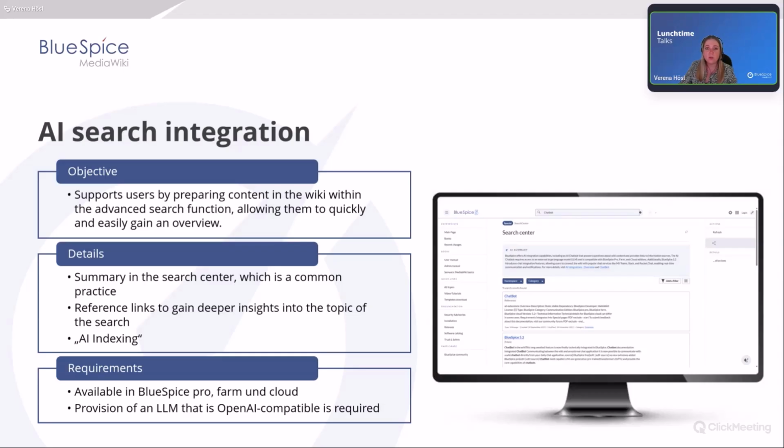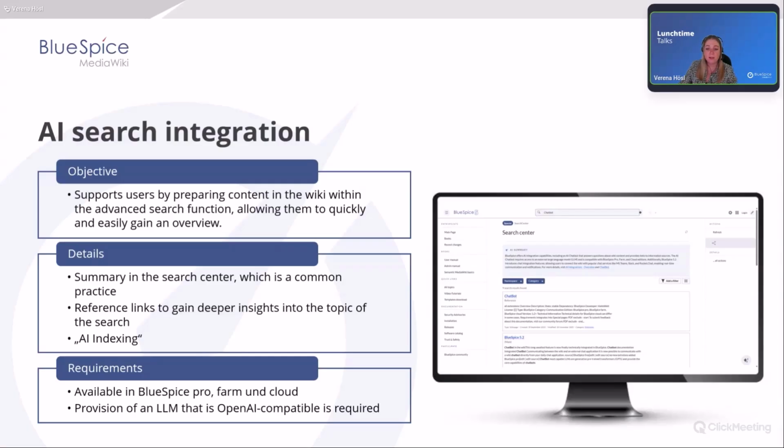In addition, there are also reference links, which are considered as the source of information. So if a user would like to deep dive into some topic, he or she can simply visit the link and get more information about the topic. Also, the AI indexing is something which is considered here.